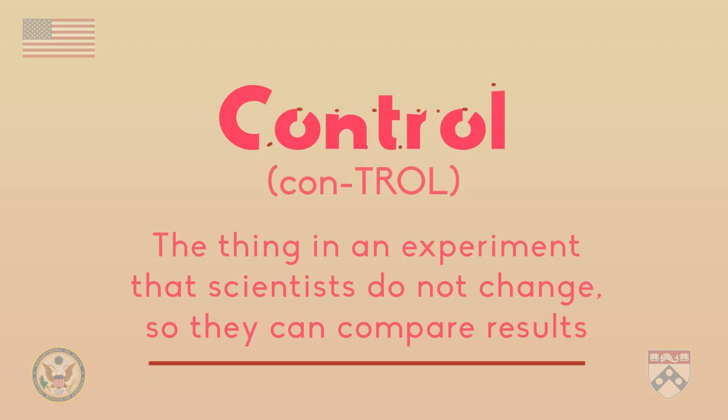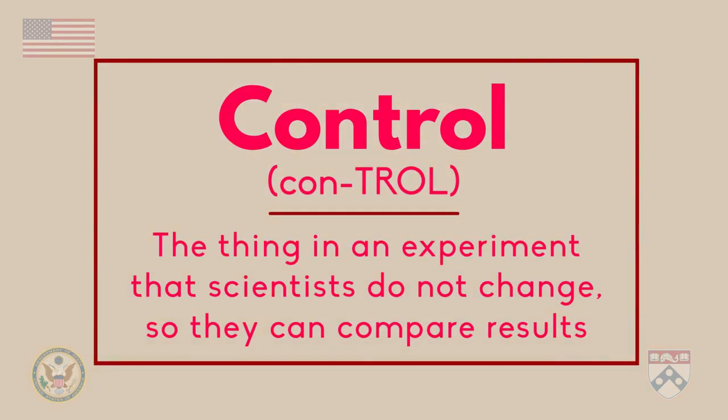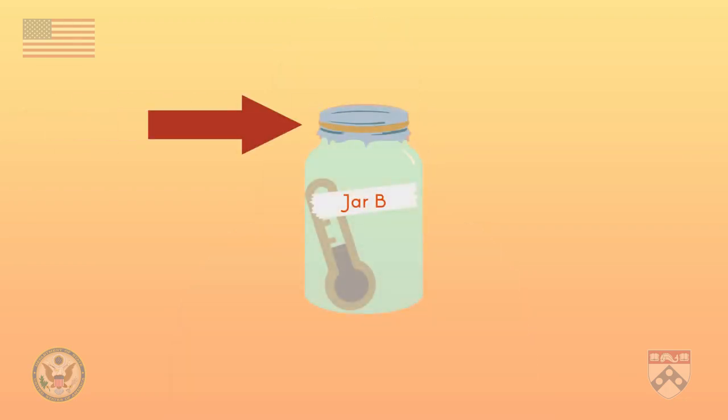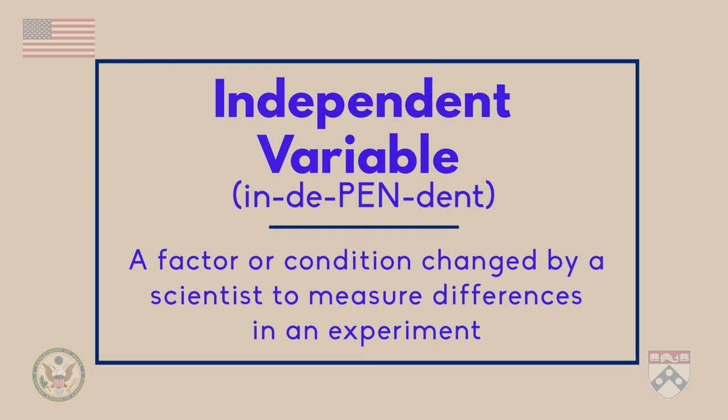Do you remember what a control is? That's right. A control in a scientific experiment is the thing that scientists do not change so they can compare results. Jar B also represents the Earth's atmosphere in this experiment, but it is covered at the top with clear plastic wrap and a rubber band. This change in the jar is called the independent variable. As you know, an independent variable is a thing changed by a scientist to measure differences in an experiment.